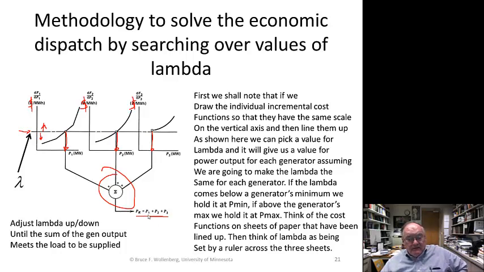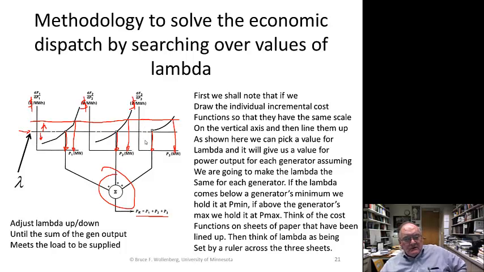Well, if this is too low, if this is a small number, then I know that I have to move lambda up. And you notice that if I go up to a higher value of lambda, now I will get a larger amount of power out of unit 1, a larger amount of power out of unit 2, and a larger amount of power out of unit 3.